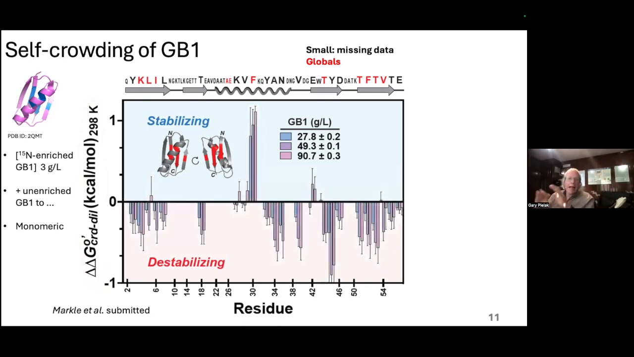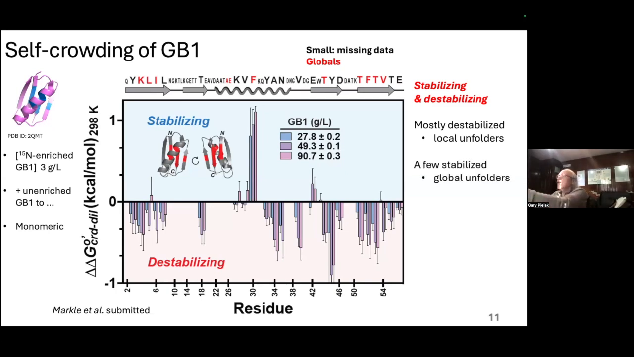And here are the data, and the key thing to see here is that increasing the concentration stabilizes some parts of the protein and destabilizes others. This is absolutely against what theory says should happen. Theory says they should all be stabilizing. In fact, most of them are destabilized. And the ones that are destabilized are the local unfolders. The few that are stabilized are the ones that are only exposed upon complete unfolding.